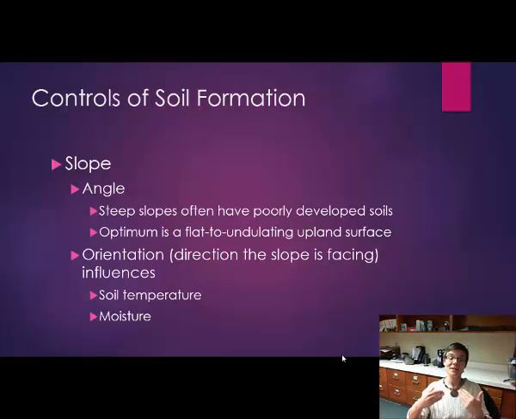Now that actually turns out to be the opposite in deserts. In deserts, because there's too much sun and too much heat, the best plant growth and the best soil formation tends to be facing away from the sun. So in the northern hemisphere, that would be on the north-facing slope.